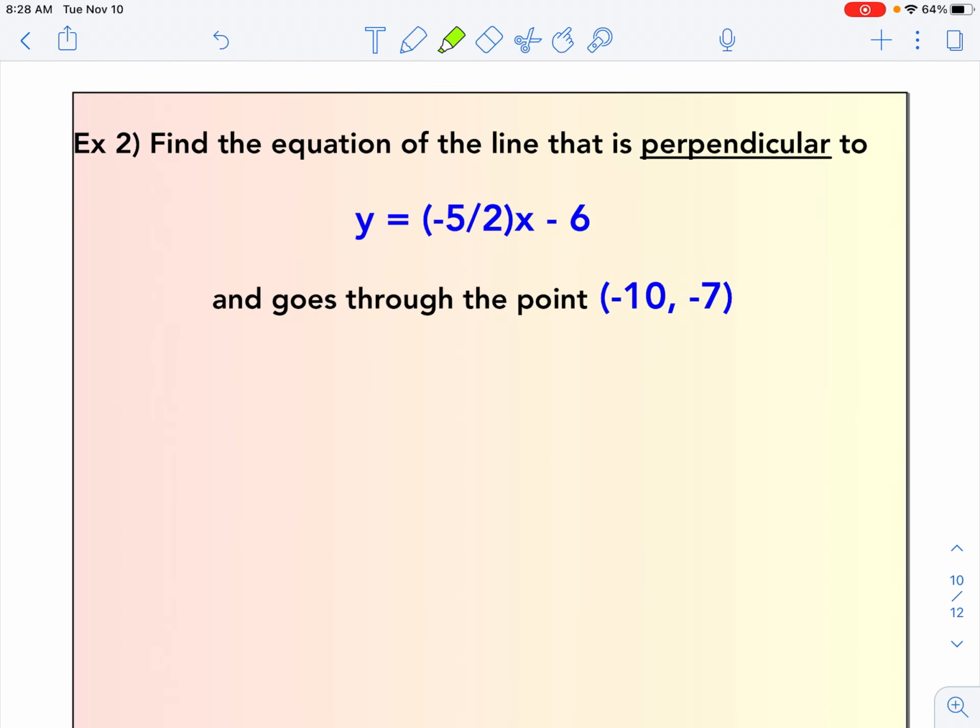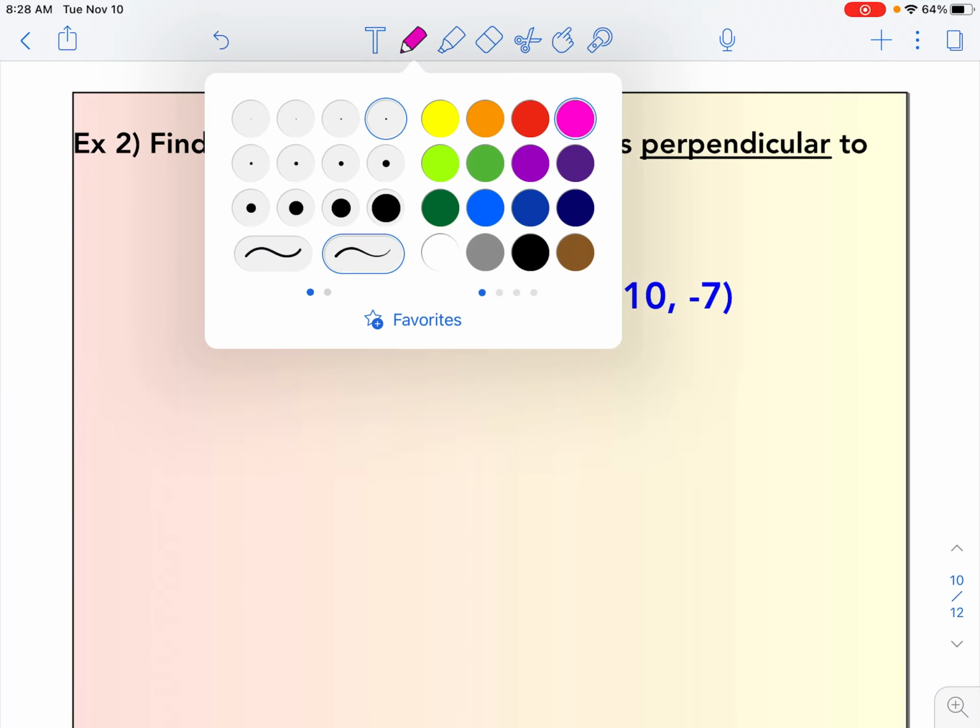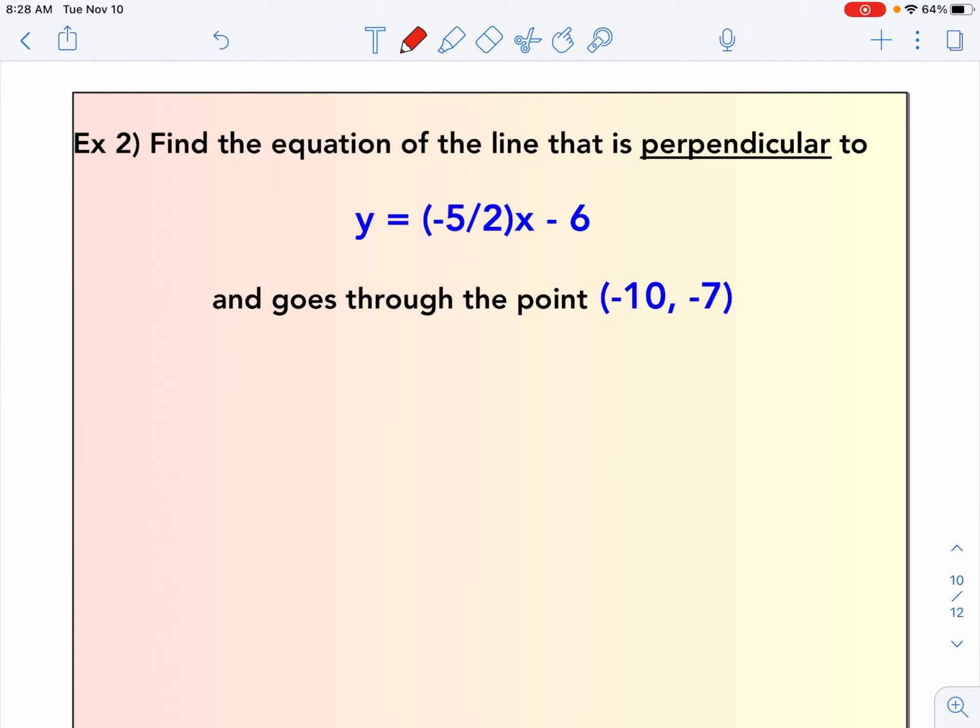Okay, so your turn to try this one. See if you can write the equation of the line that's perpendicular to this given line. So we want it to be perpendicular to this given line and goes through this point. So pause the video, see if you can do it, and then restart the video for an explanation of how to do it correctly.